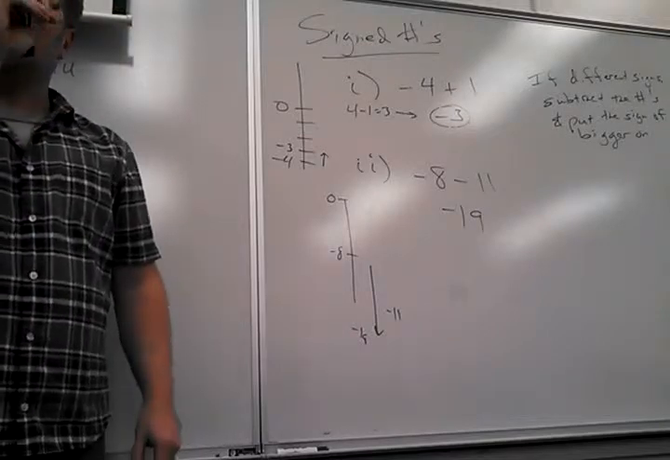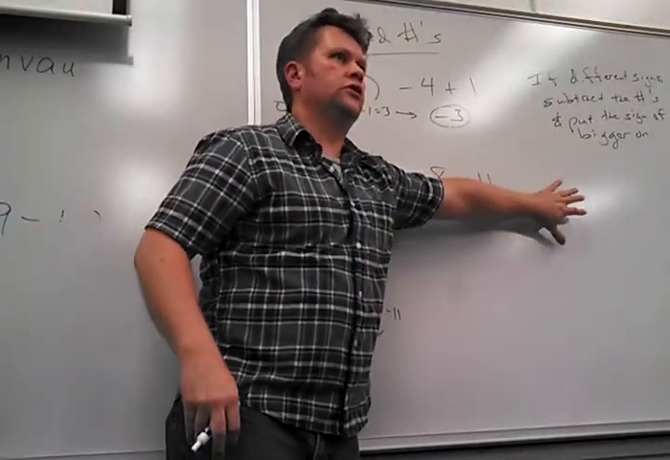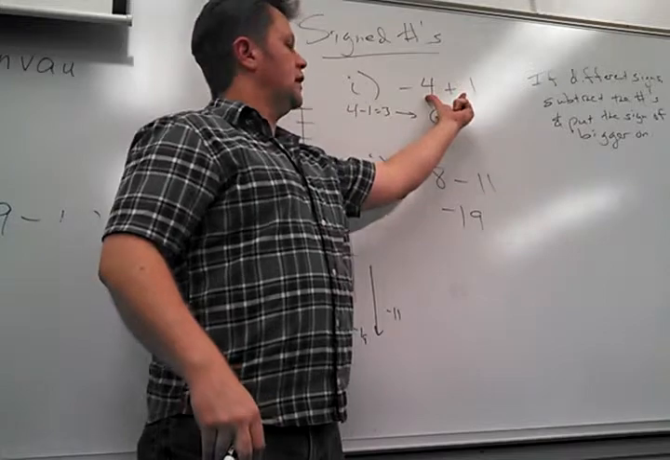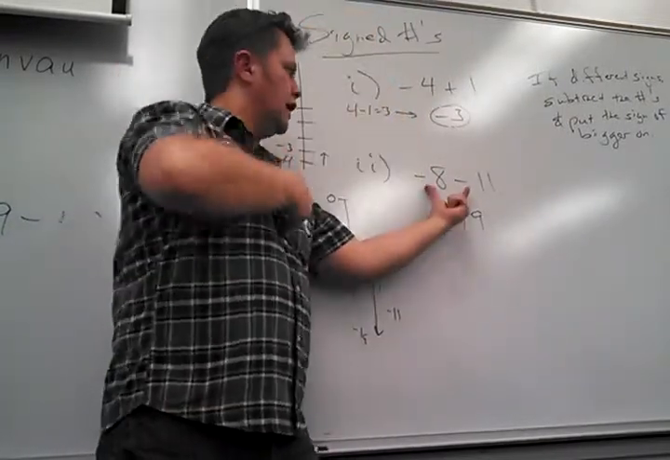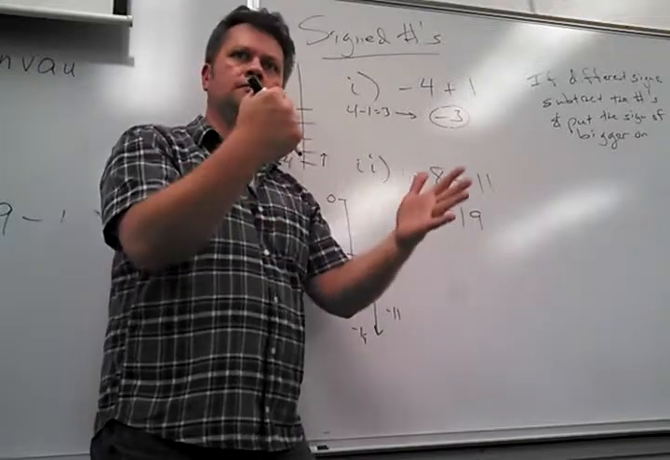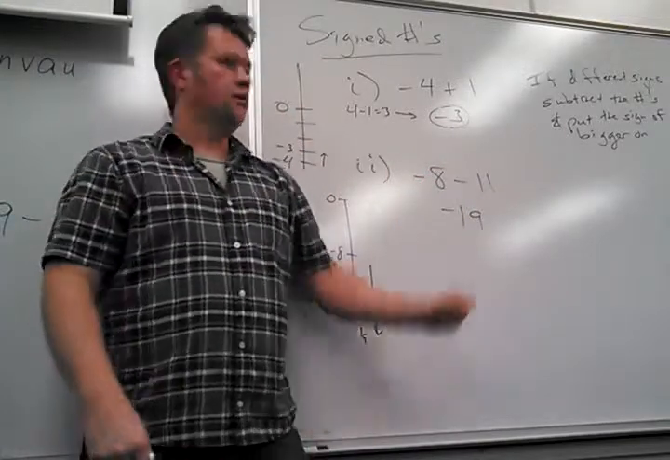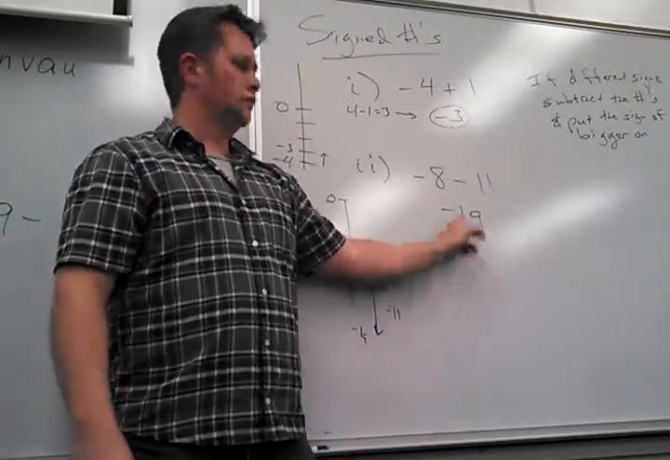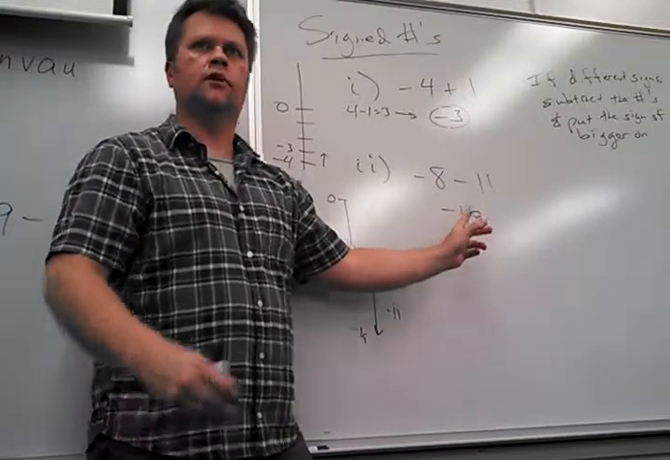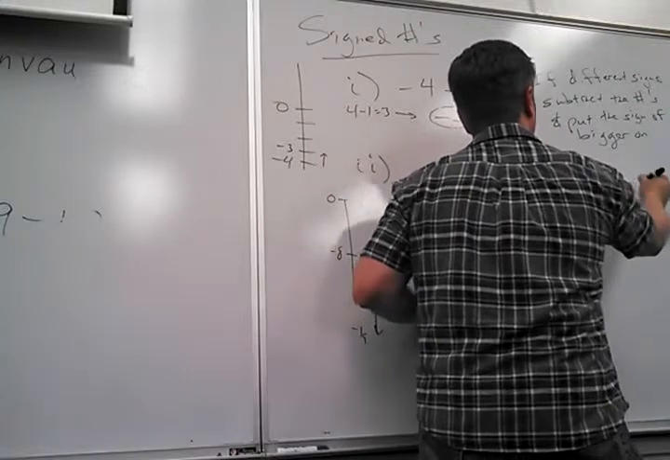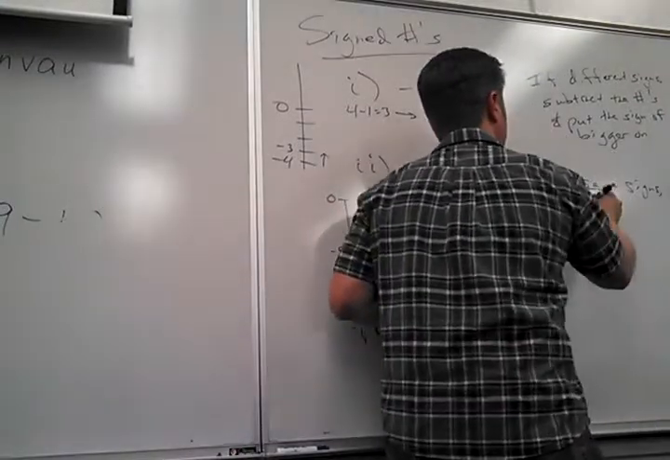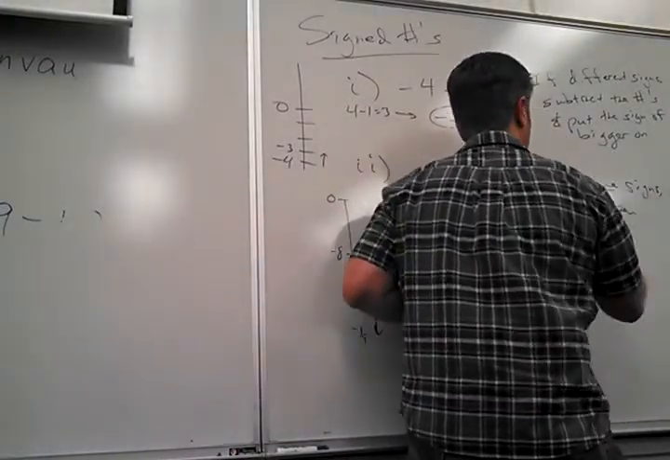If you like it visually, or here's the rule. Here's the rule that's going to get you through. If they're different signs, you subtract and put the sign of the bigger one on. If they're the same sign, you add them and then put that sign back on. 8 plus 11 is 19. Put the negative back on. Same signs, add them. Put the sign back on.